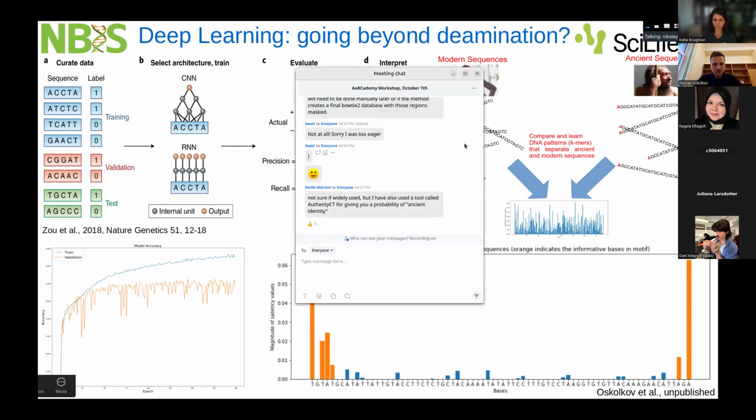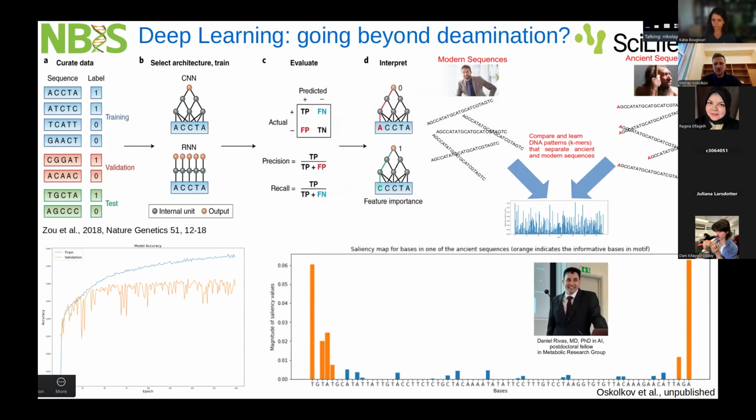Yes, not sure if widely used, but I have also used a tool called Authentic. Yeah, I know. It's from the Leipzig group. I forgot the name of the first author, but yes, I know this tool. Absolutely. I have limited experience, unfortunately, with this tool. But let's maybe move to the questions.